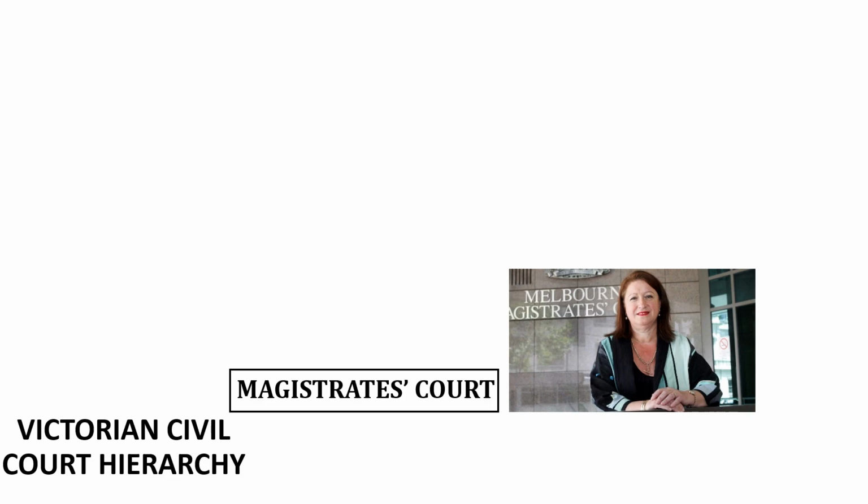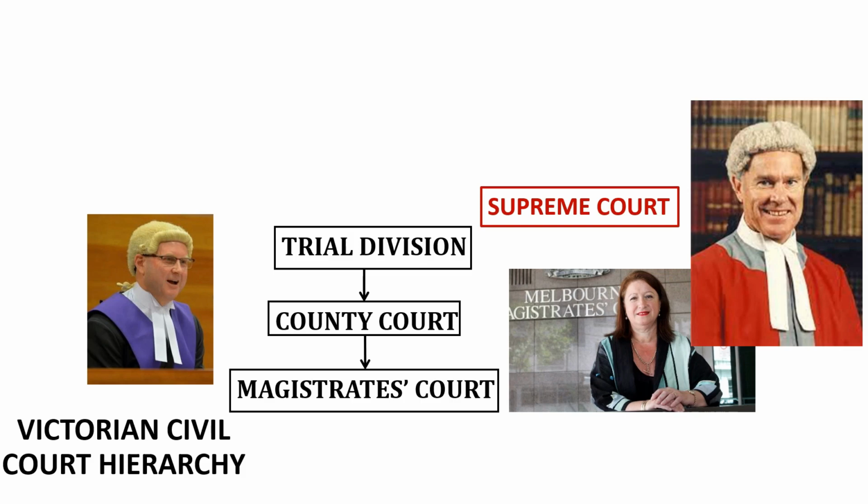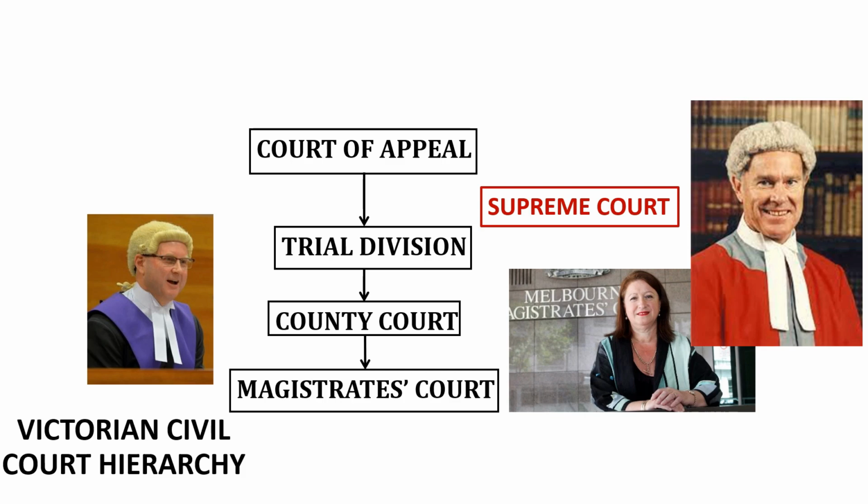Civil proceedings in the Magistrates' Court are called hearings. Above the Magistrates' Court, we have the County Court, and above the County Court, we have the Trial Division of the Supreme Court. Civil proceedings in the County Court and the Trial Division are called trials. Above the Trial Division of the Supreme Court, we have the Court of Appeal. Now remember that both the Trial Division and the Court of Appeal are separate parts of the Supreme Court.